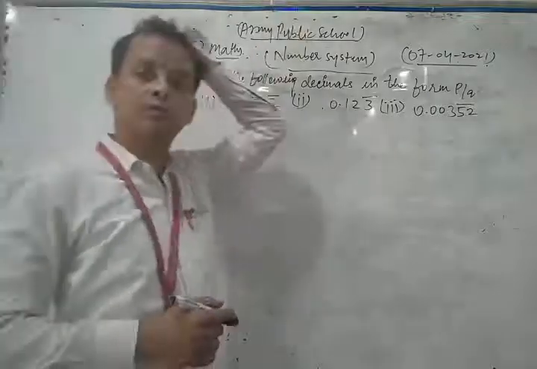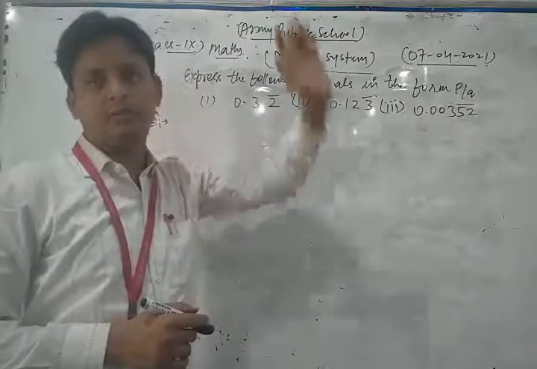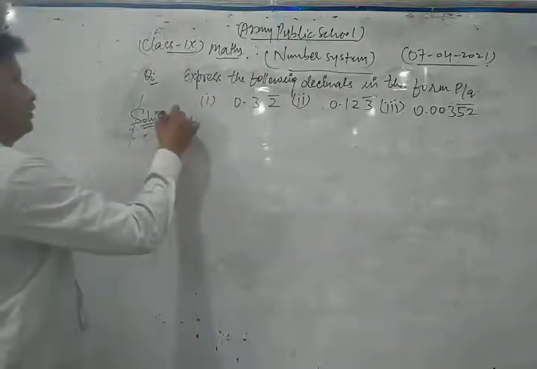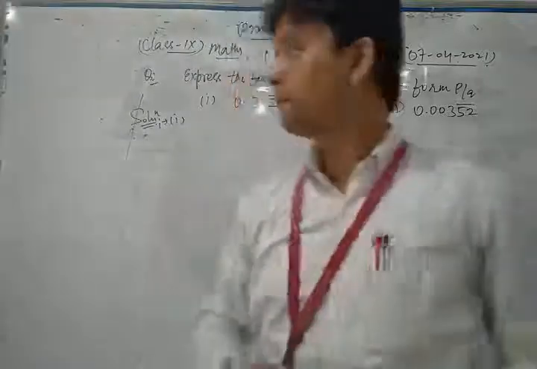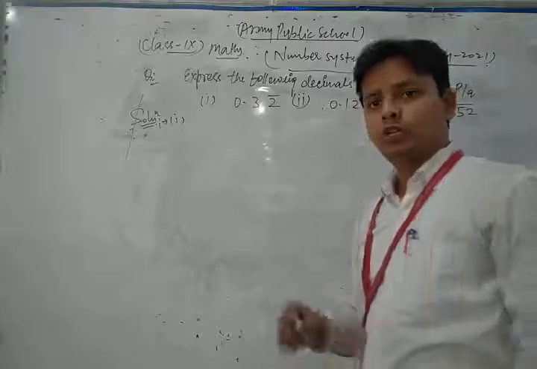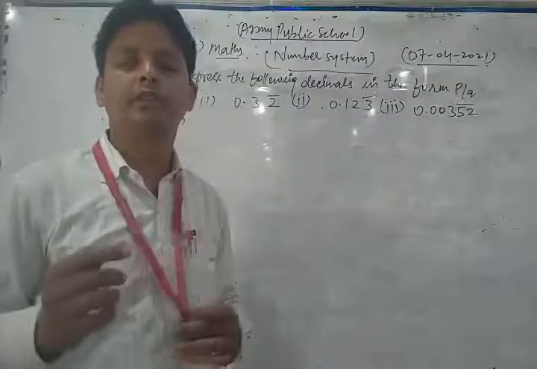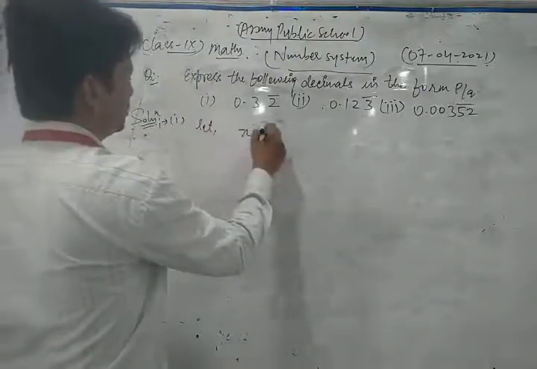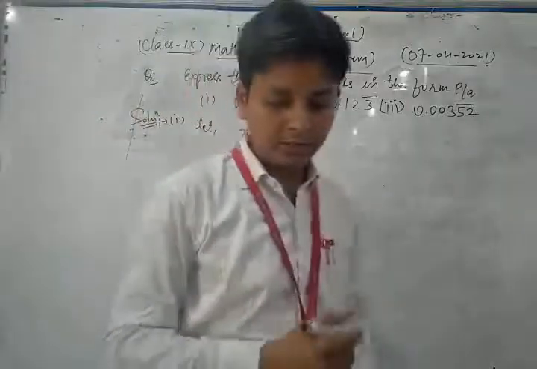Now, dear students, what is the process to solve that question? Let's see, we solve equation first. In the first step, we take the given value as x. First of all, let x is equal to 0.32 bar. Now, after that, what do I do?